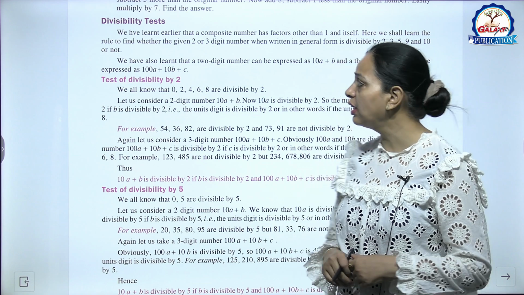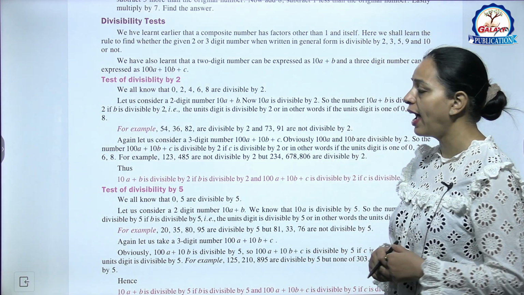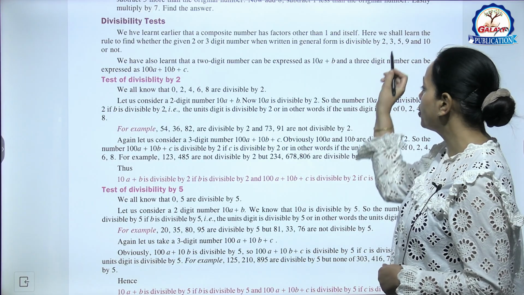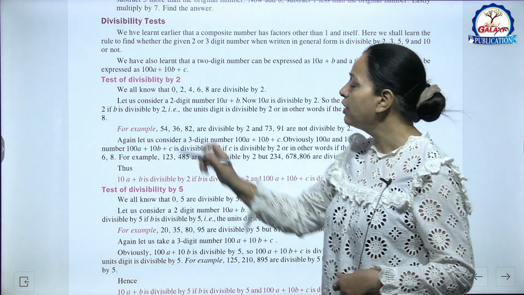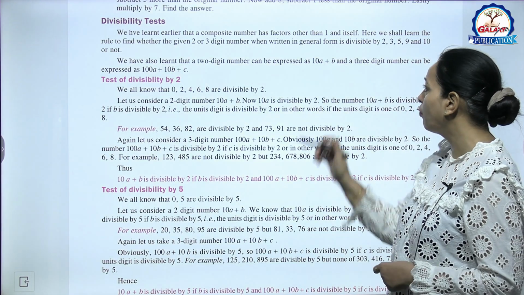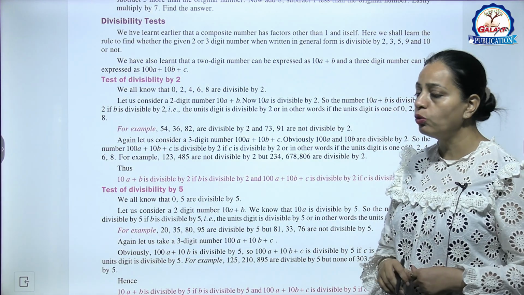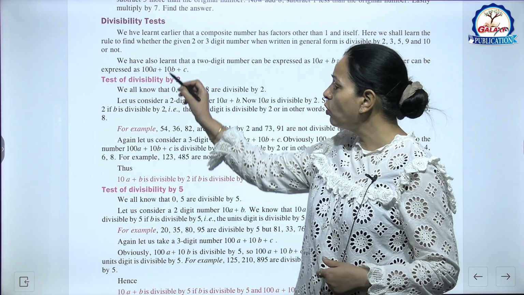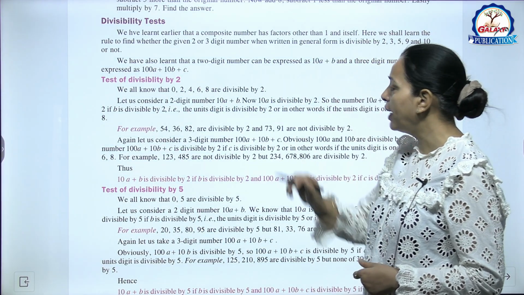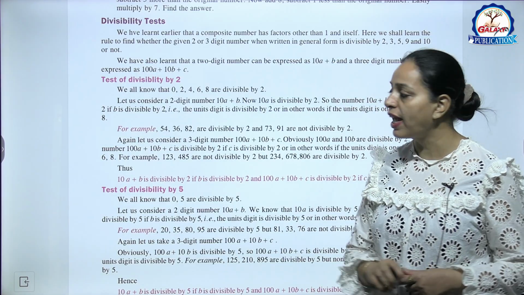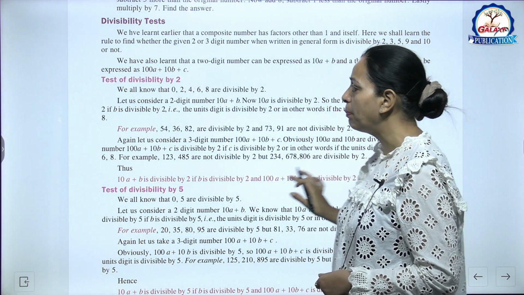We have learned earlier that a composite number has factors other than 1 and itself. Here we shall learn the rule to find whether the given 2 or 3 digit number when written in general form is divisible by 2, 3, 5, 9 and 10 or not. So we have also learned that a 2 digit number can be expressed as 10a plus b, and a 3 digit number can be expressed as 100a plus 10b plus c.